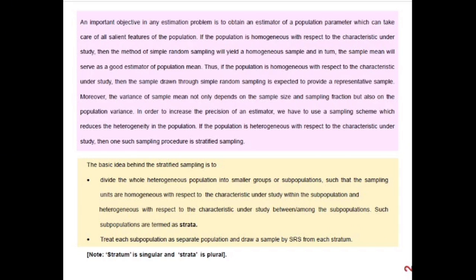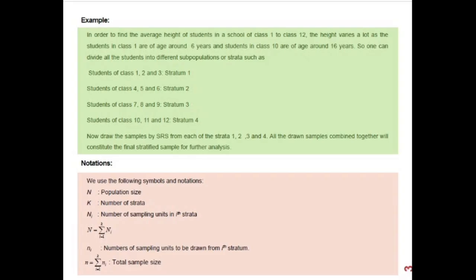Then the sample drawn through simple random sampling is expected to provide a good representative sample. So here we can see that the population is homogeneous with respect to the characteristic under the study. Then this method is a very good estimator of the population mean. So here are some features of this stratified random sampling.